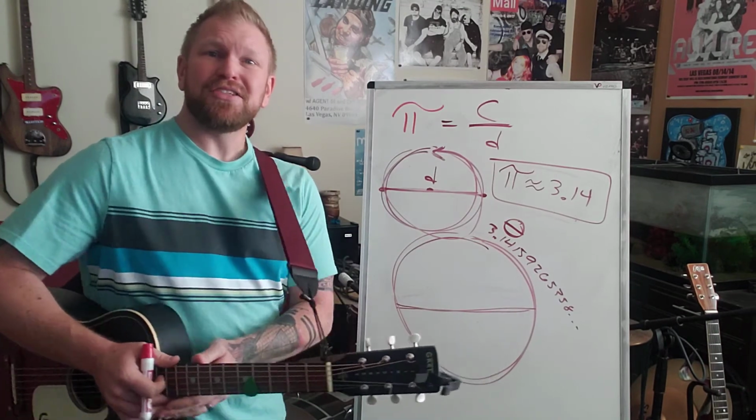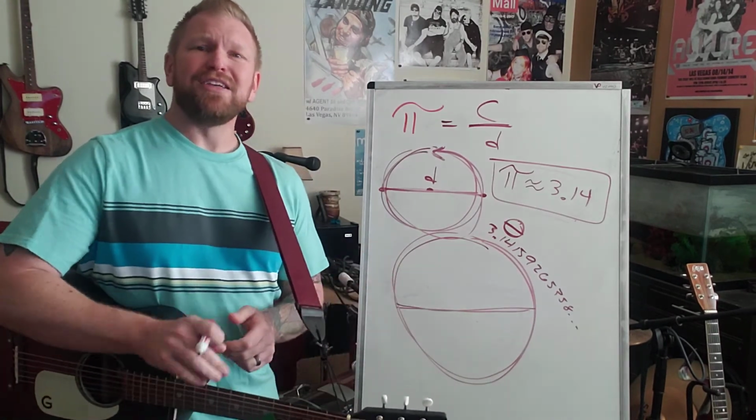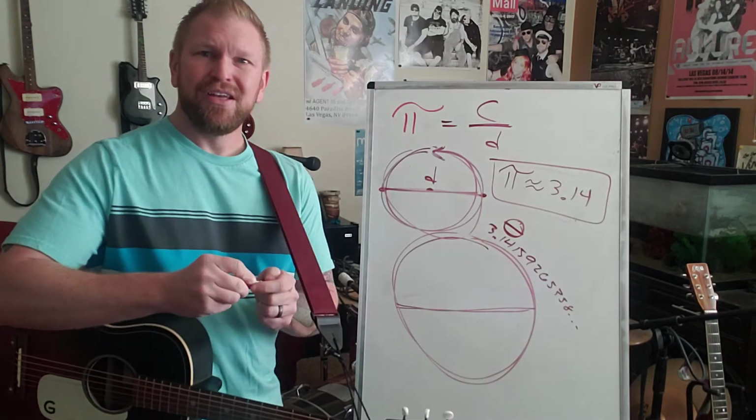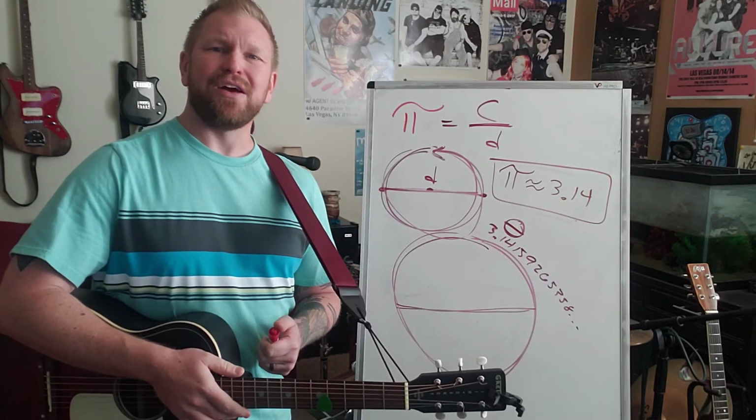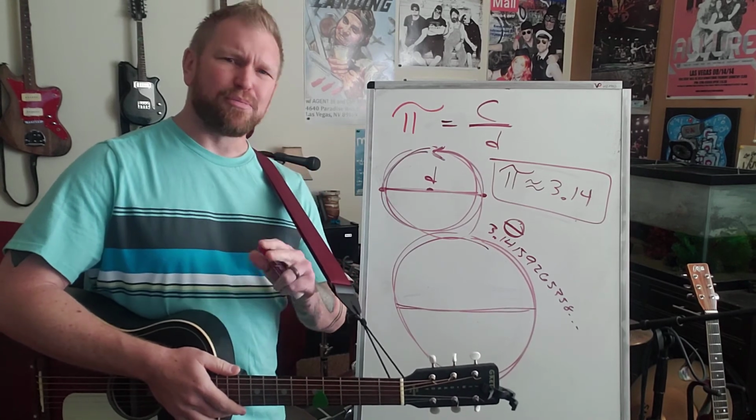So there you go, that's the pi song. A little bit about what pi is. Pi is a ratio. We've done ratios. This is one of the most famous ratios there is. Ratio of circumference to diameter. That's what pi is equal to, and it's approximately 3.14.